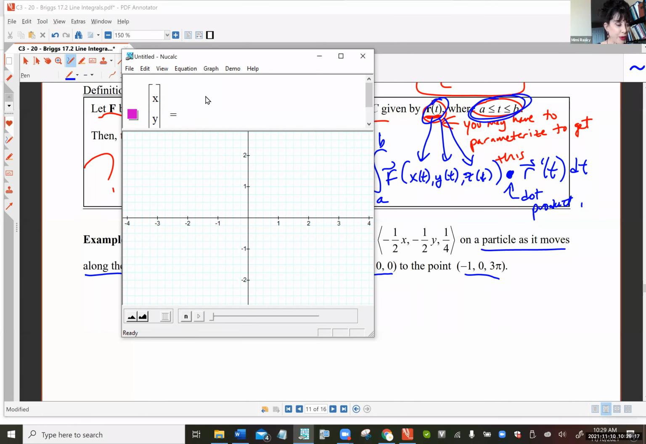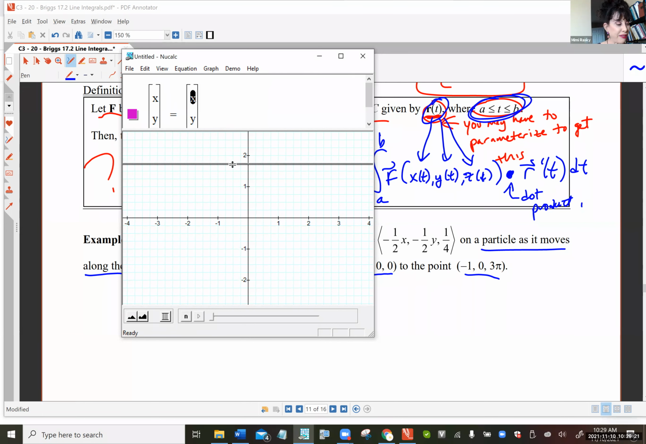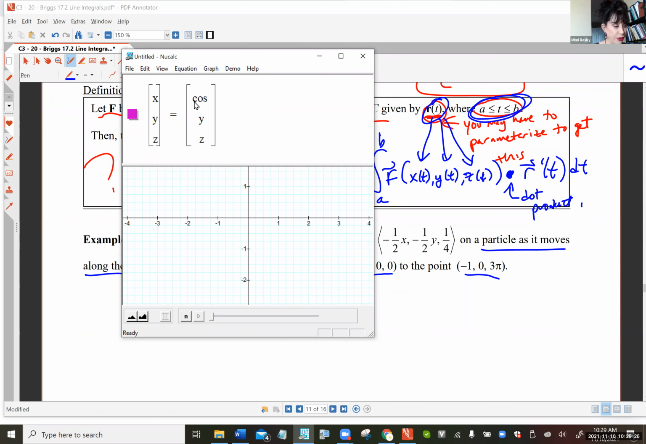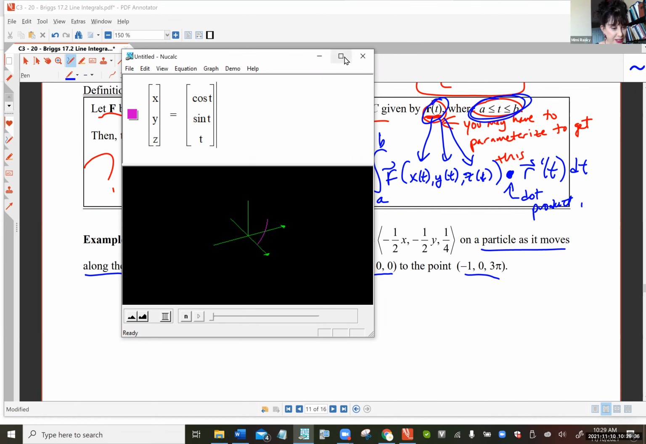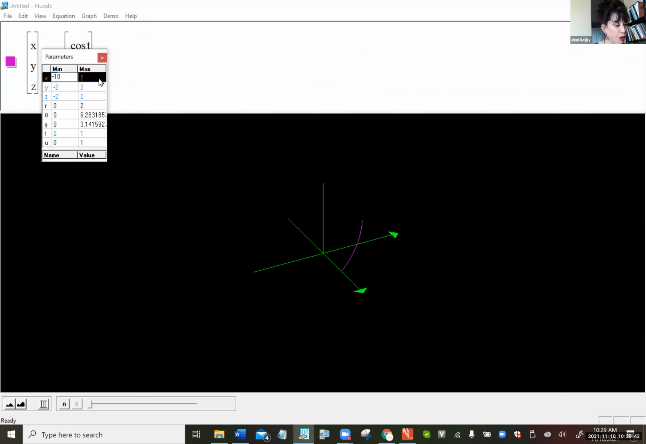So let's whip out some graphing software and graph this vector valued function. So the x component is cosine t, the y component is sine t, and the z component is t. And it may only show a bit of it. Yeah, there's a problem because I've got to do my parameters here. So I want to show more of the curve.